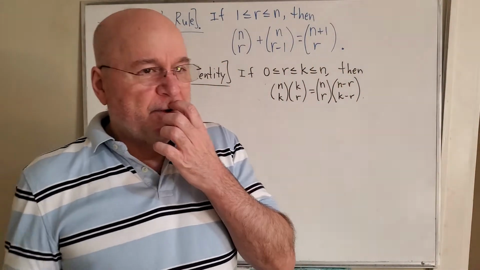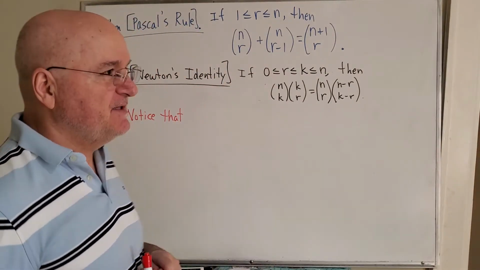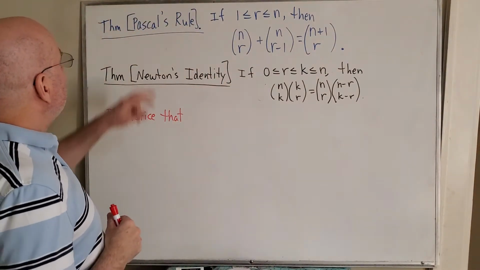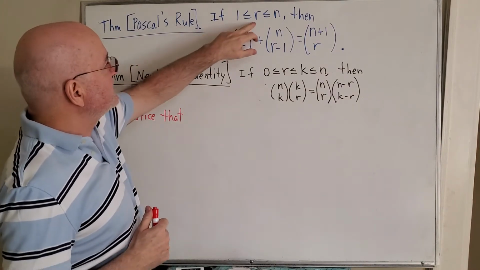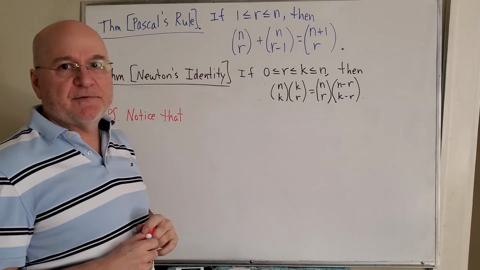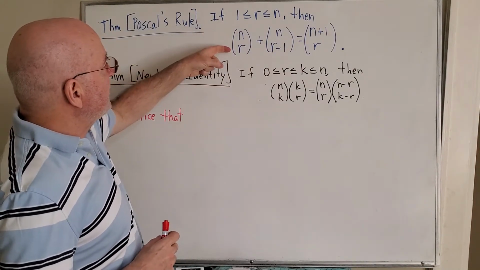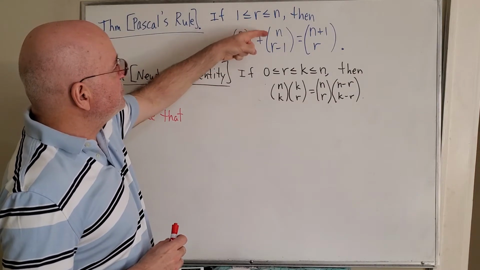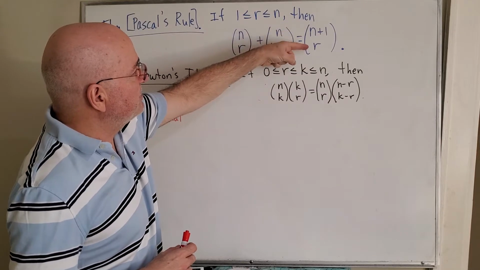Now we're going to look at a couple of combinatorial theorems that are named after very famous mathematicians. Blaise Pascal. Pascal's rule says that if 1 ≤ r ≤ n, then this equation holds: n choose r plus n choose r minus 1 is equal to n plus 1 choose r.